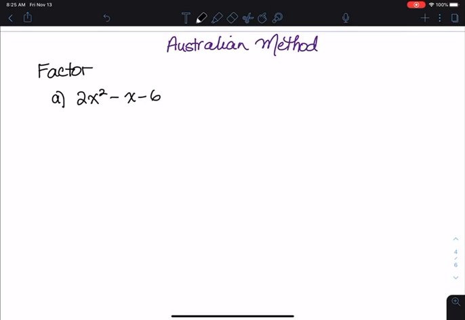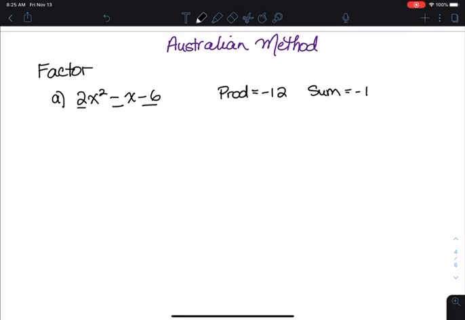Okay, here's some examples of factoring using the Australian method. So just like the other two methods you've learned before, we start with the product and sum. The product here is the front multiplied by the back term, so that's negative 12. And the sum is the coefficient to the middle term, which is negative 1.